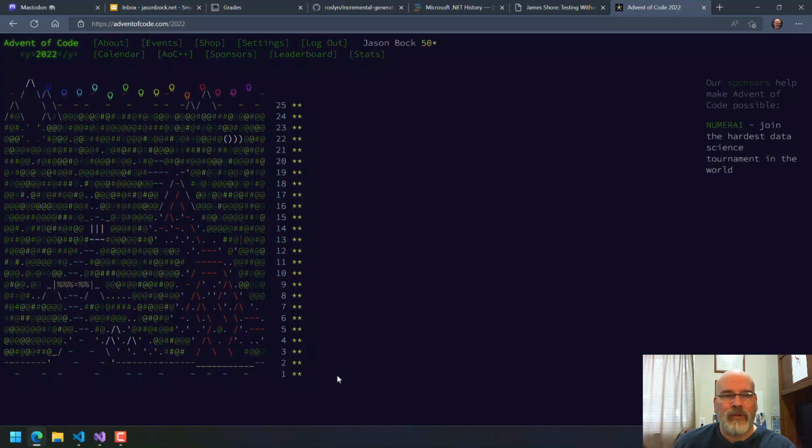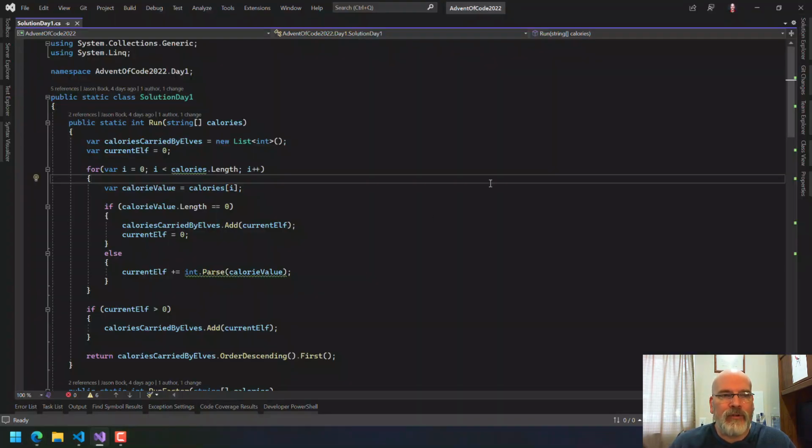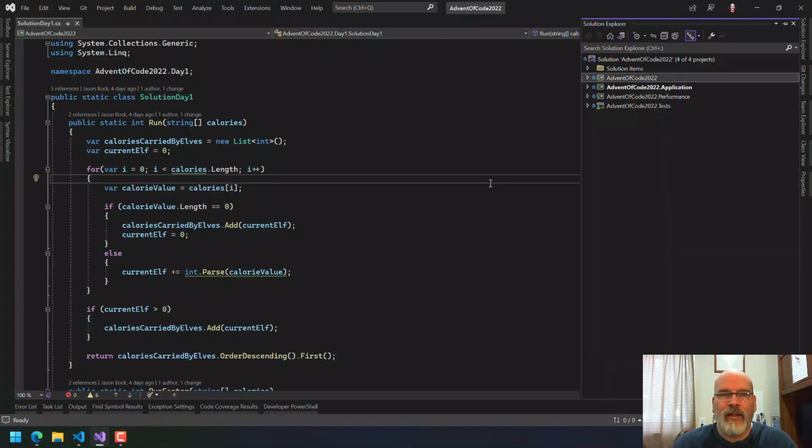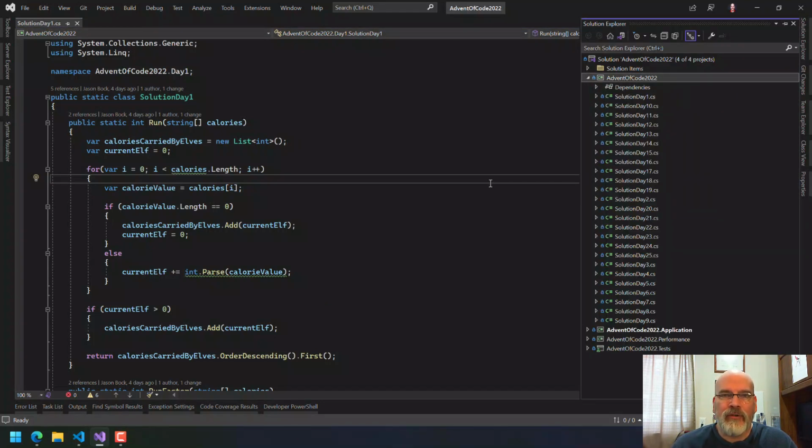The way that I solve or approach these is you'll see that I have a library here that has all the days and their solutions.